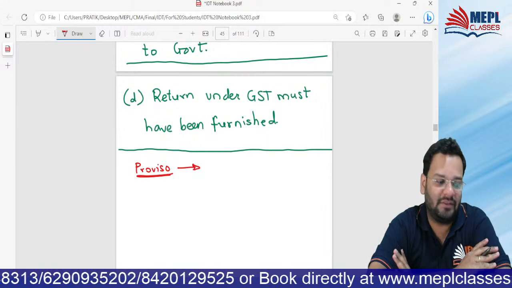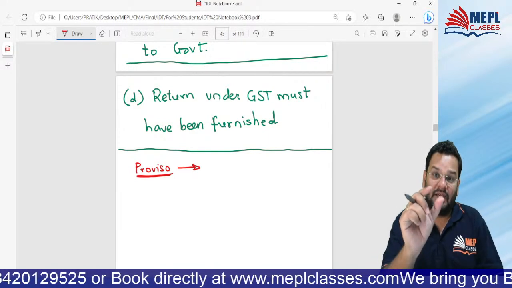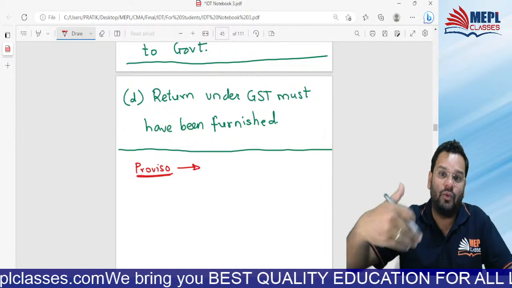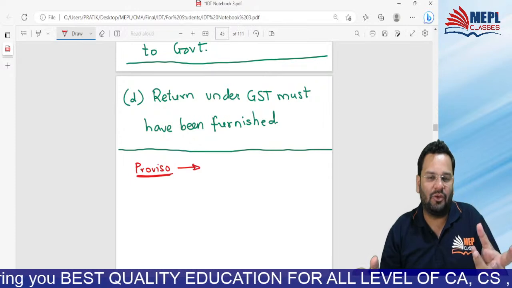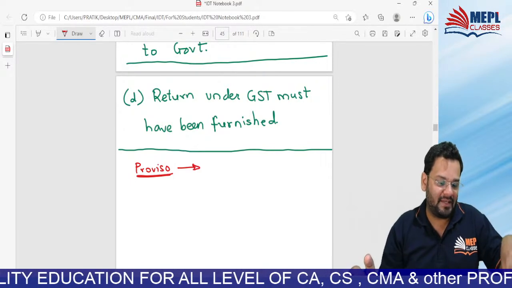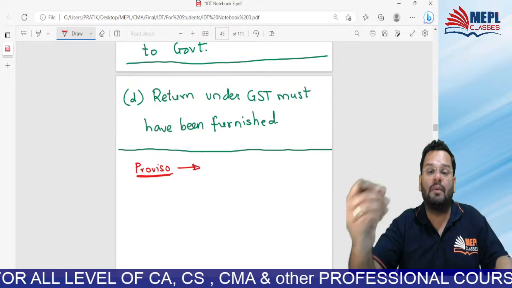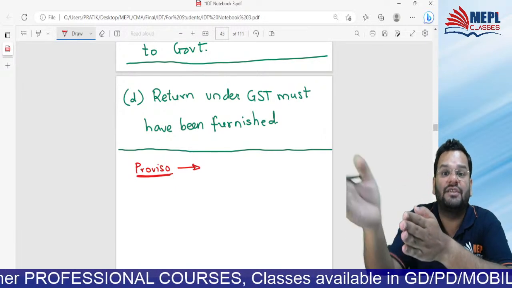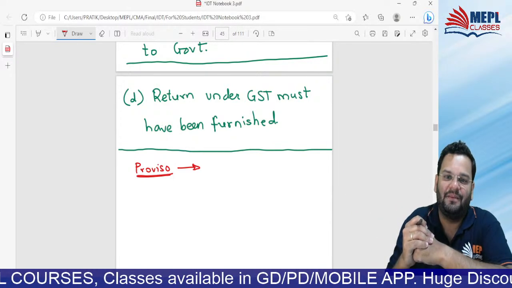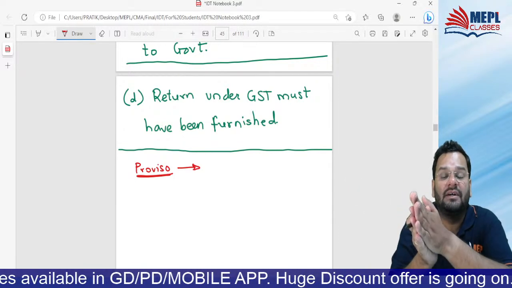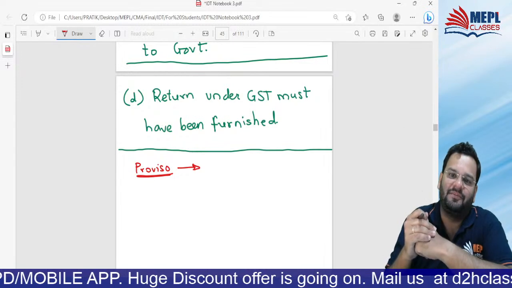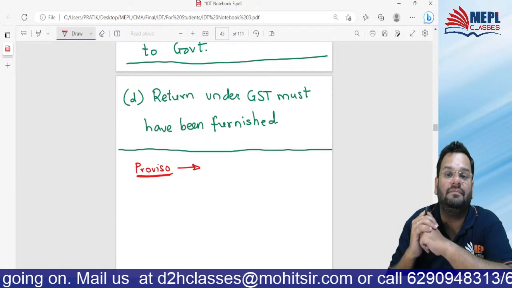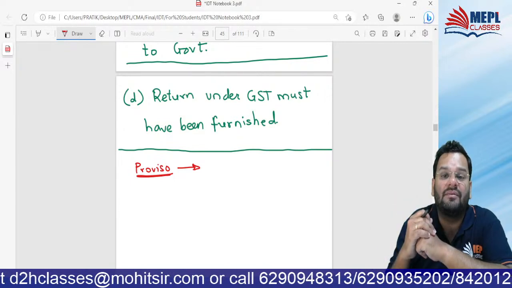What that first proviso says is that if goods are received in lots or installments, what does that mean? I ordered, say, 1 lakh units today. Today's date is 20th March. Immediately on 25th March, they dispatched 20,000 units. But at the time of dispatch of 20,000 units, they gave me an invoice for all 1 lakh units, on 25th March itself. Got it?